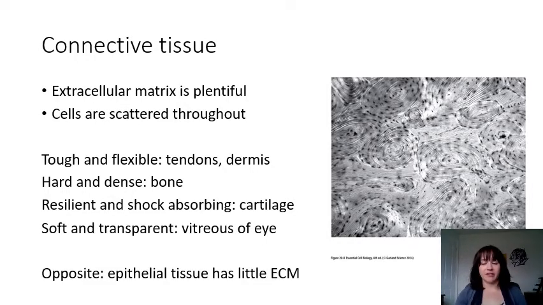Now, opposite of connective tissue, where we have cells scattered throughout a lot of extracellular matrix, epithelial tissue is different. The cells have very close connections, and there's very little ECM, right? So they're very close together.